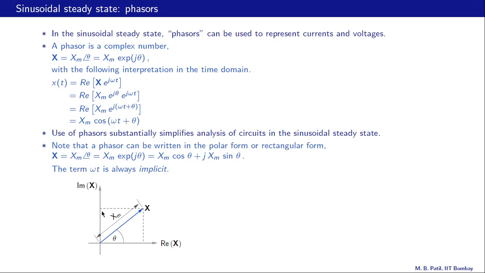Alright. Now one final remark, very important. The term omega t is always implicit. So when we write a phasor, for example x here, we don't write omega t over there, but it is understood that omega t is always implicit, and that is how it comes in this time domain expression here.